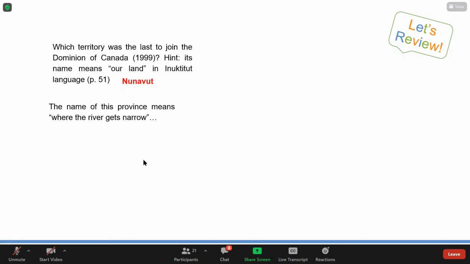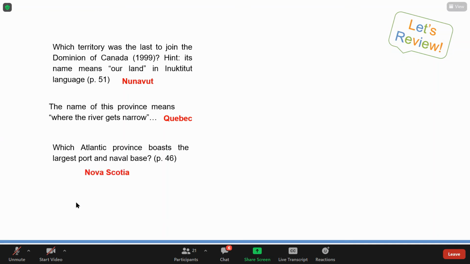Question number two, the name of this province means where the river gets narrow. Do you know the answer? That was in the history part, day one. Quebec. Yes. Question number three, which Atlantic province boasts the largest port and naval base? Nova Scotia. Yes. That's on page number 46 in your Discovery book.